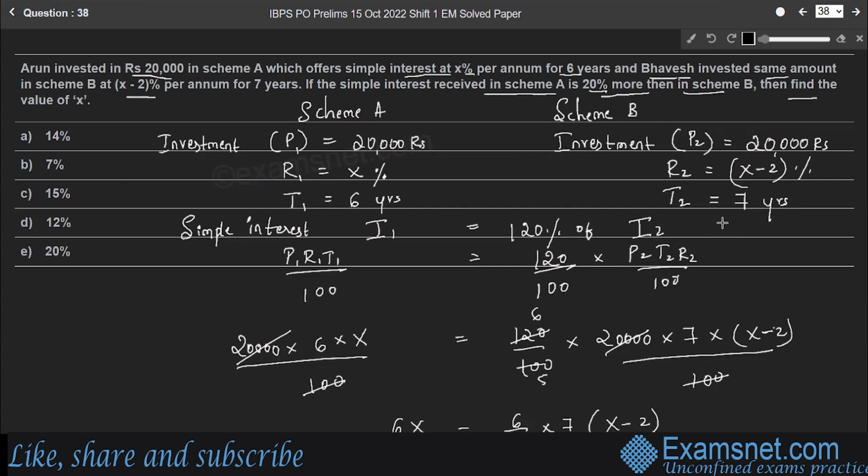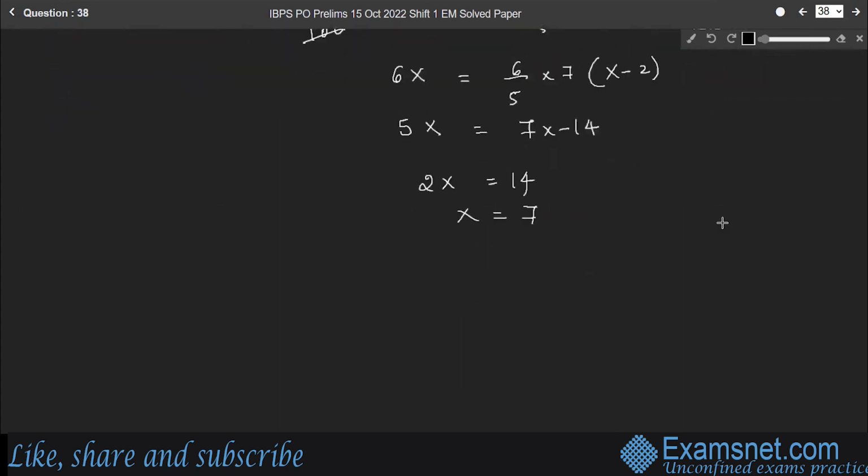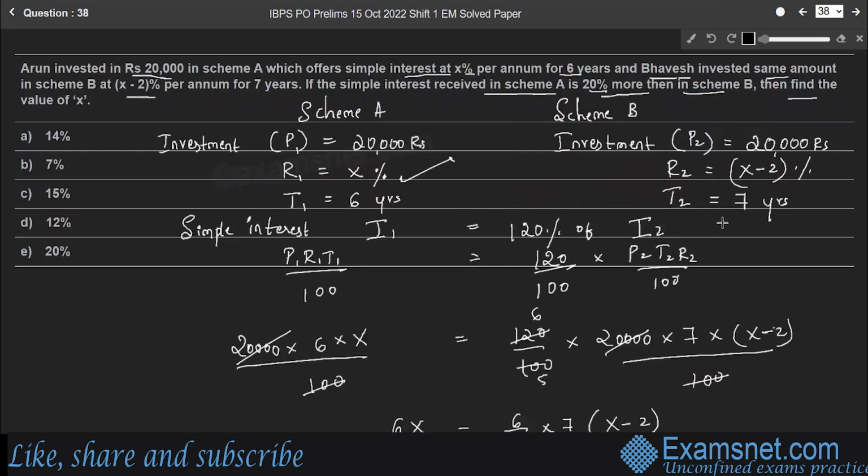So x means rate of interest in scheme A. Therefore, x is 7%, the rate of interest in scheme A. Therefore, look at the options. Option B is the right answer.